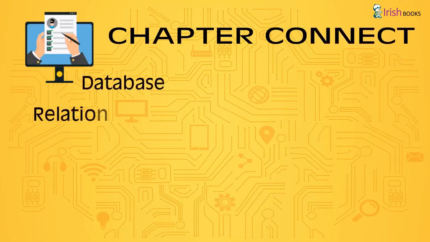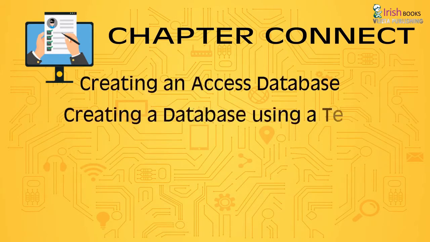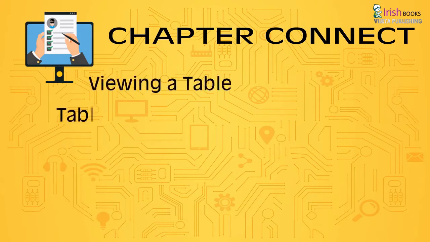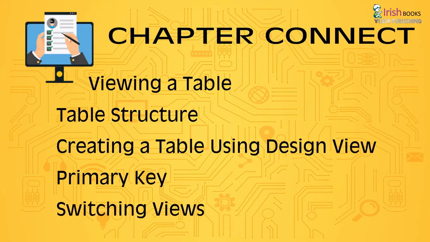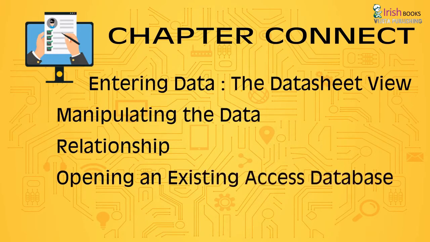This chapter connects database, Relational Database Management System (RDBMS), database objects, Microsoft Access, starting Microsoft Access 2016, creating an Access database, creating a database using a template, creating a blank database, creating a table using datasheet view, viewing a table, table structure, creating a table using design view, primary key, switching views, entering data, the datasheet view, manipulating the data, relationship, opening an existing Access database.